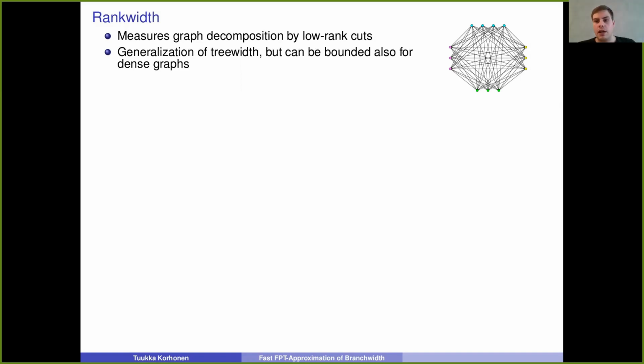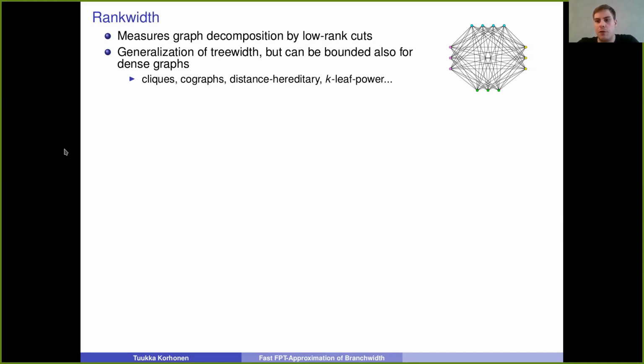Rank width is a generalization of the more well-known parameter tree width, in the sense that rank width is always at most tree width plus 1. But unlike tree width, which is always large for dense graphs, rank width can be small also in dense graphs. In tree width, we want to decompose a graph by small cuts, but for rank width, the cuts can be large as long as the edges going across can be described as a low rank matrix.